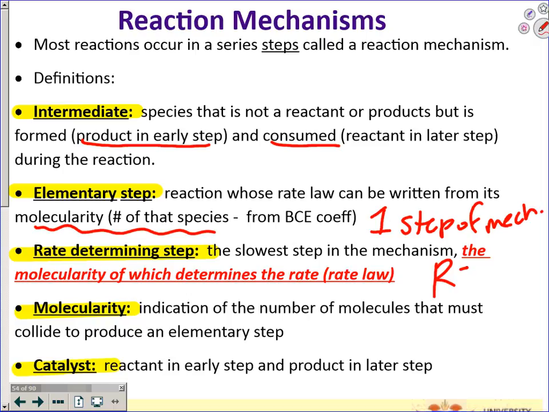RDS, or rate determining step, is the slow step. That's probably all I really write there.